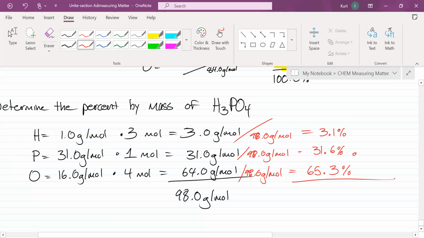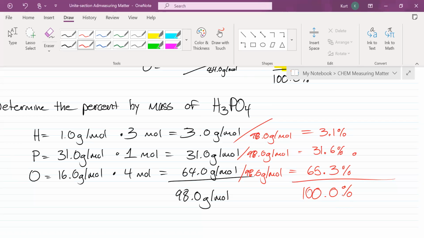Okay. 3.1 plus 31.6 plus 65.3, 100 even. When in doubt, add up your percentages. That should equal 100%. So oxygen is nearly 2/3 of that entire compound. Are there any questions on how to do that? How are we feeling? All right.